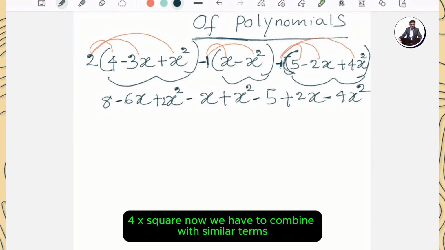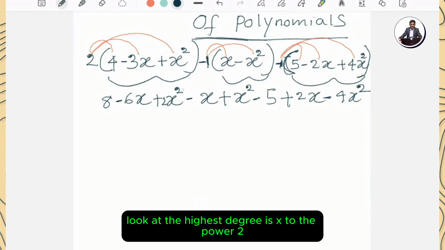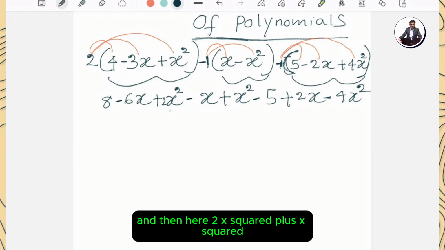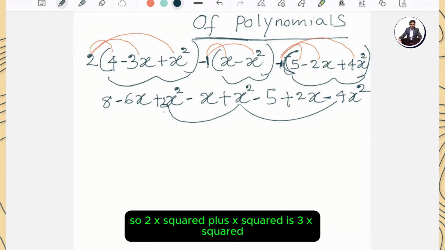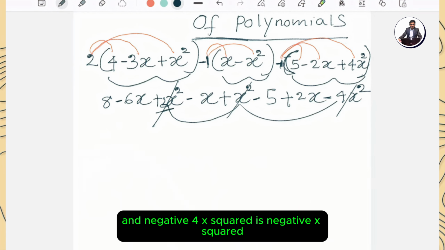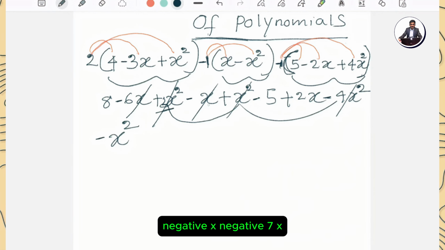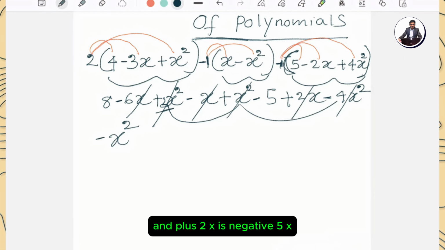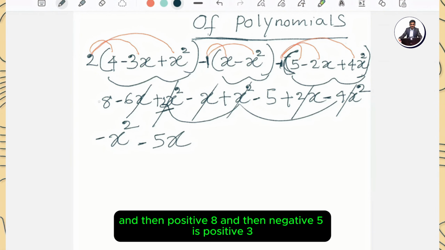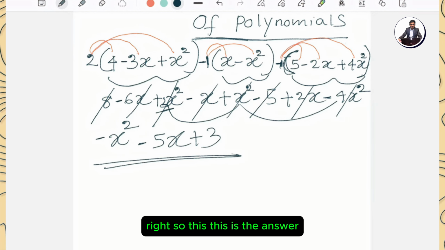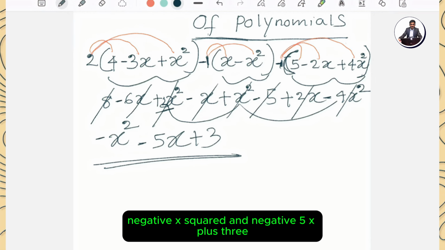Now we have to combine the similar terms. Look, the highest degree is x to the power 2. Here we have 2x squared plus x squared, and then negative 4x squared. So 2x squared plus x squared is 3x squared, and negative 4x squared makes it negative x squared. Here negative x, negative 6x, negative x, negative 7x, and plus 2x is negative 5x. And then positive 8 and negative 5 is positive 3. Right? So this is the answer: negative x squared, negative 5x, plus 3.